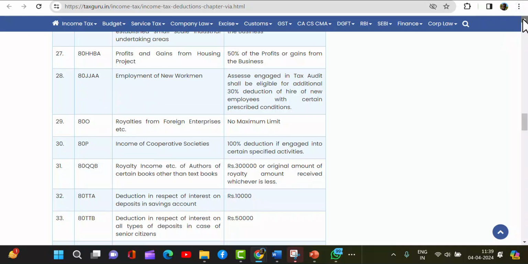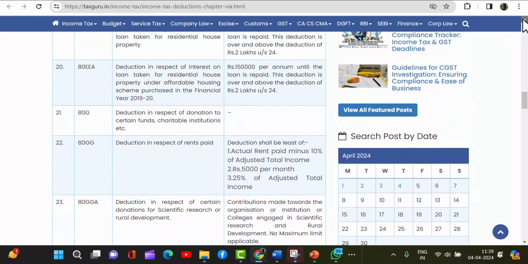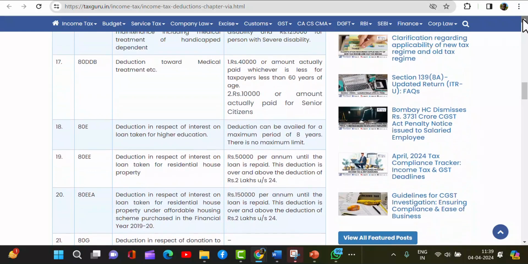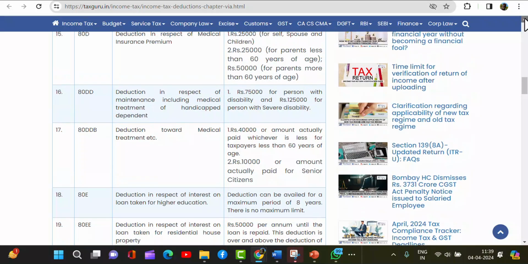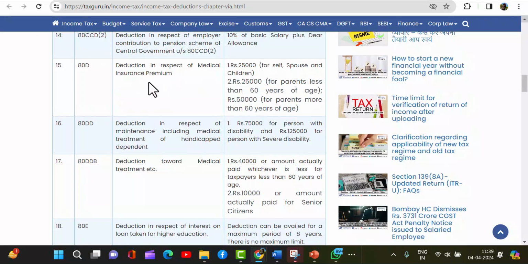Even if you take a medical policy on yourself, suppose you fall sick or you're hospitalized, then there is a deduction. Read this, 80D. Deduction in respect of medical insurance premium. Suppose you have taken a medical insurance policy for yourself, or your parents might have taken a policy for the family. So 25,000 for self, spouse and children. You get a deduction of 25,000 rupees. 25,000 for parents less than the age of 60 years and 50,000 for parents more than 60 years.